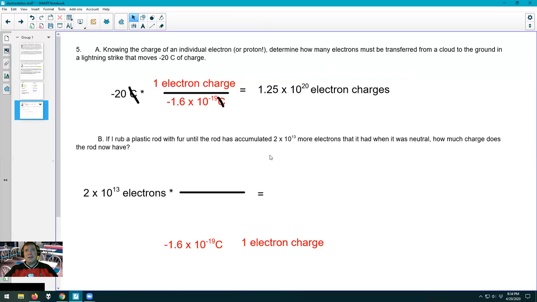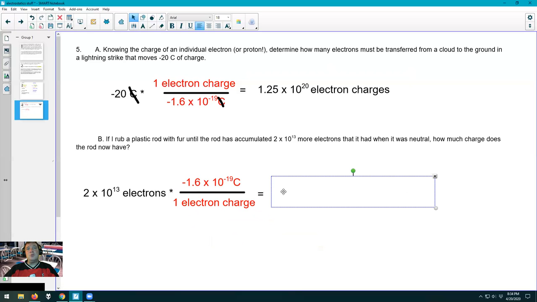So if we do the same thing with question B, I have 2 times 10 to the 13 extra electrons. And I want to know how much charge in coulombs that has. So I want coulombs as my answer for my output. So I'm going to multiply by a fancy version of 1, where I want to divide out electrons. So I put the electrons in the denominator and I want coulombs in the numerator, because that is how many coulombs I'm trying to find.